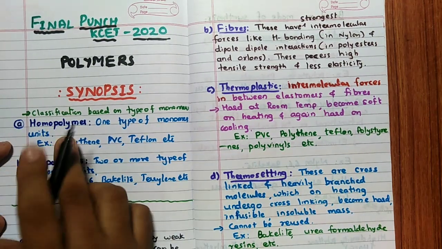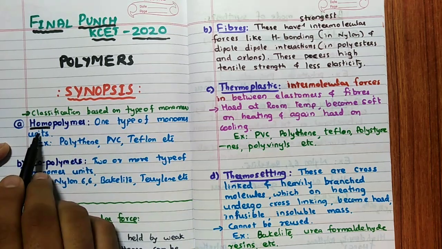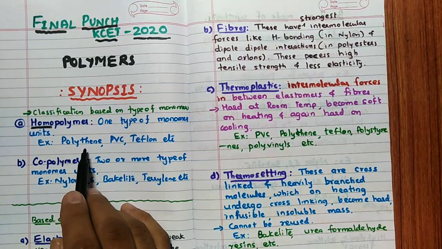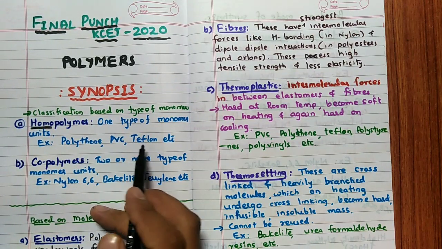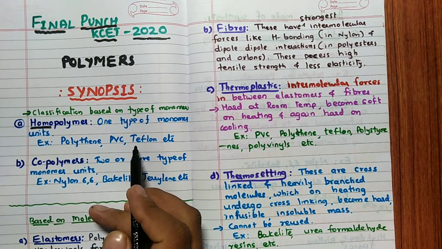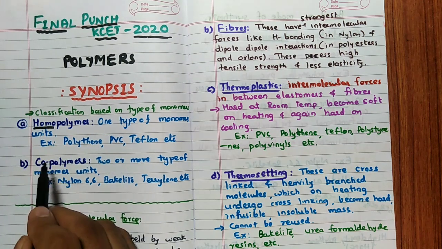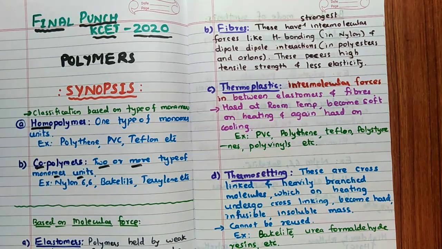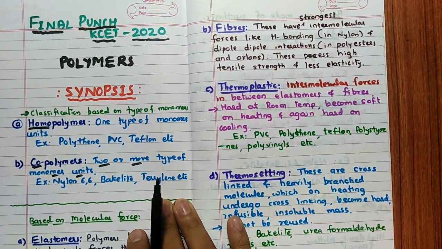First one, homopolymer. Remember, homo means same. So if one type of monomer unit is present, then it is called a homopolymer. For example, polythene having only ethene, PVC having only vinyl chloride, Teflon having only tetrafluoroethene. So like that, only one type of monomer is present. Copolymers means, remember, two or more types of monomers are present. Nylon 66, bakelite, terylene or dacron are examples for this.